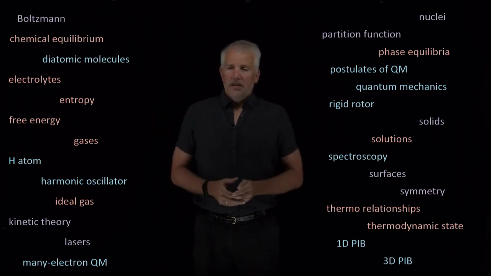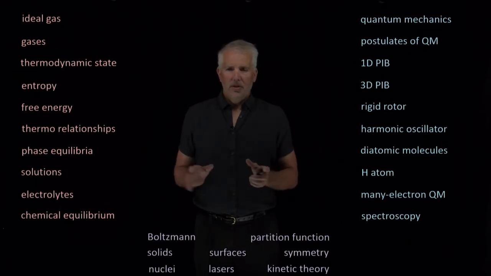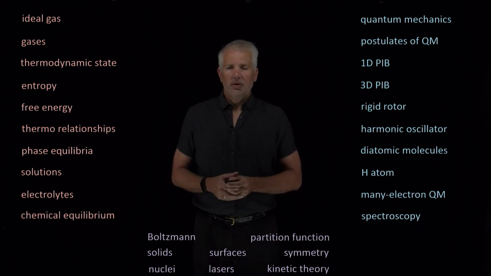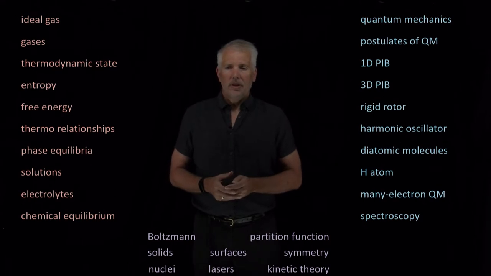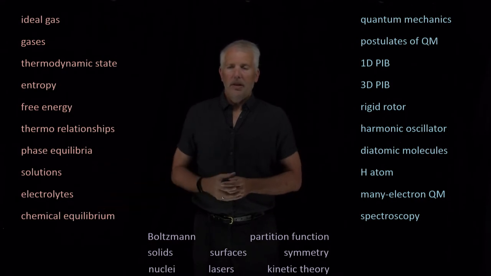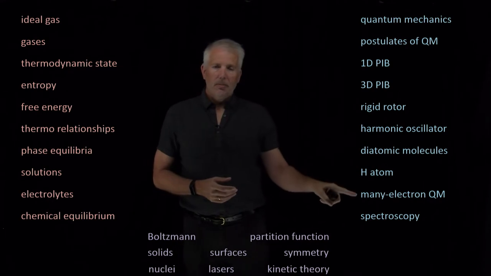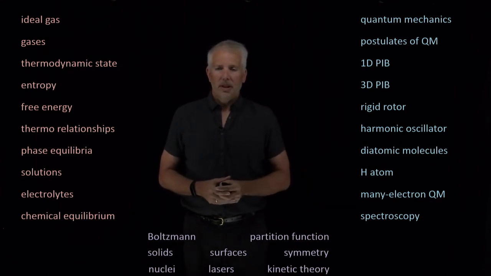Color coding this list suggests that you can order the topics in a somewhat reasonable way, and this is the way that many textbooks, many courses order the topics in sort of a traditional format. So the thermodynamic topics might appear in the first semester of a two-semester course. The quantum mechanical topics appear in the second semester of the course, again, traditionally.